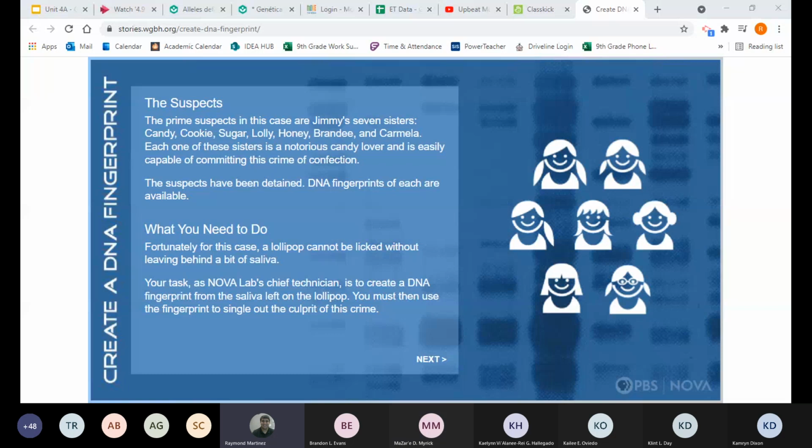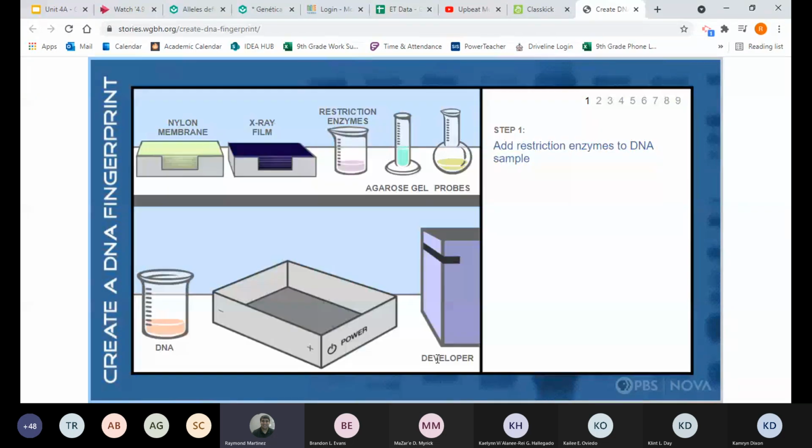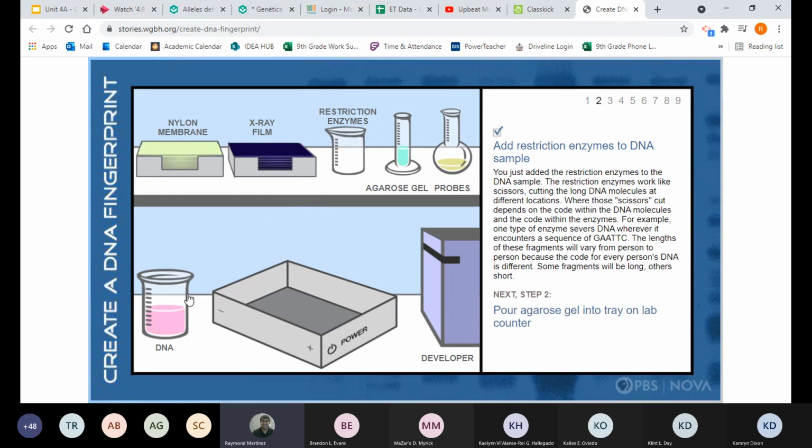So what's happened is we got these suspects. There are these sisters, and odds are one of the sisters did this, but we don't know who. So we're going to do some DNA fingerprinting to figure out how that happened. Now, this is actually a very, very simple lab to do, and it is my hope that very soon we can do a lab like this. Step 1, add restriction enzymes to your DNA sample. What the restriction enzymes do is they cut up the DNA in specific places. So the DNA is going to be cut across everyone's DNA at the same spot, but the lengths of those pieces are going to change.